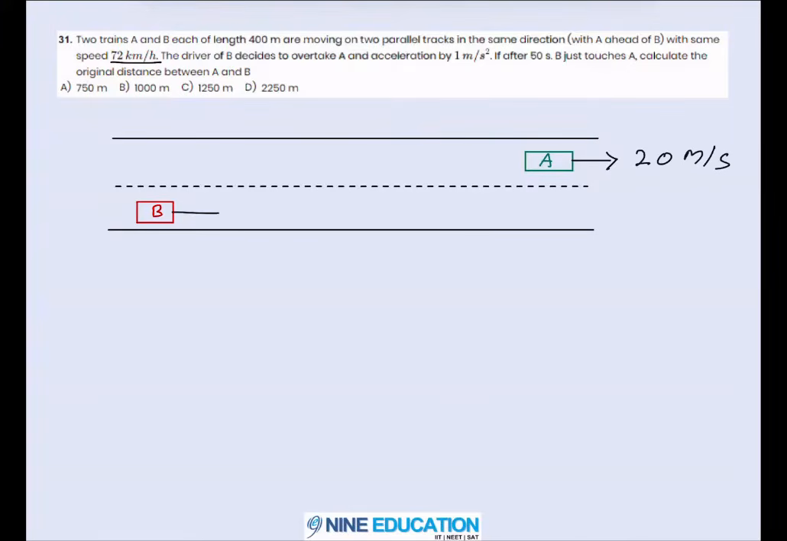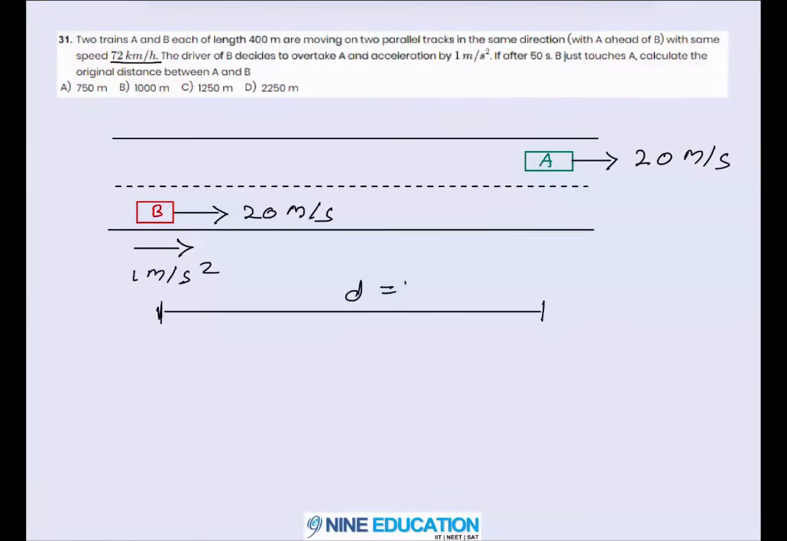And train B is also moving with the same velocity, that is 20 meter per second. But if train B wants to touch train A, then it should accelerate with a value of 1 meter per second square. Let's say the original distance between A and B is D, and we have to calculate the value of this D.